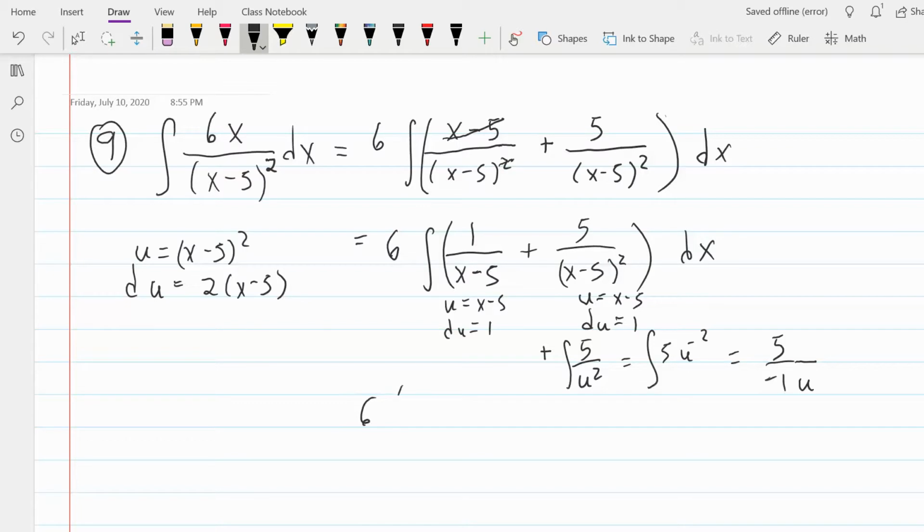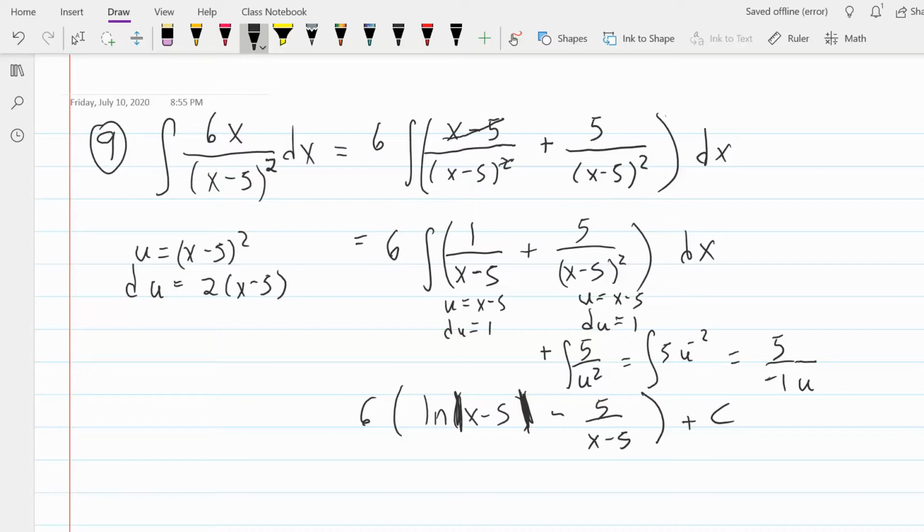So don't forget the 6 on the outside. So I'm going to have 6 times, now this integral is the natural log of x minus 5, and then I need absolute value bars, not parentheses, and I figured out that the integral here is negative 5 over u, so that's minus 5 over, my u was x minus 5. Alright, and then I have plus c. Now, that is the correct answer.